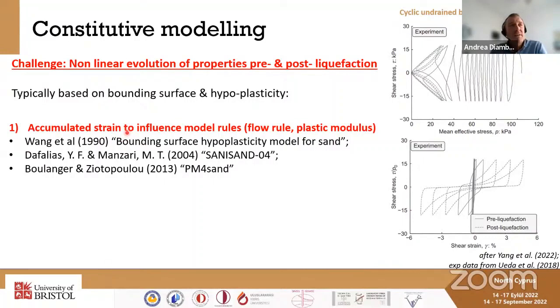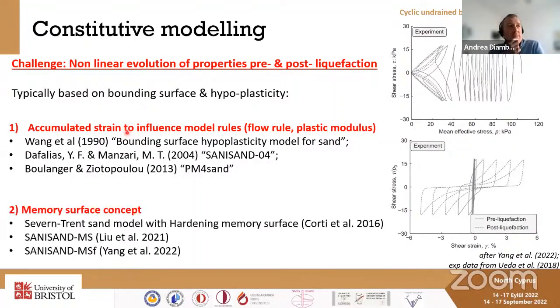In Bristol, we have recently tried to develop another procedure that is based on the memory surface concept. I have to say that this concept was initially developed for drained conditions, for cyclic drained conditions, in the PhD work of Riccardo Corti. But then, upon challenging it in undrained conditions, we realized that the concept was very powerful. That led to the implementation of the same model into SANISAND, through some collaboration with colleagues in Delft, to give rise to SANISAND-MS, where MS stands for memory surface model.